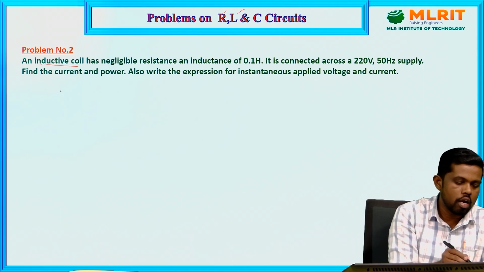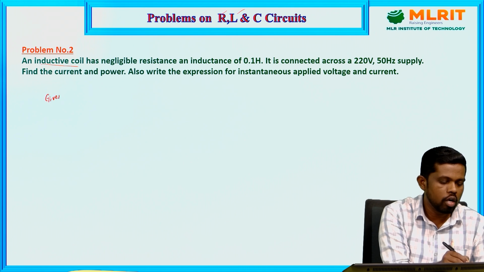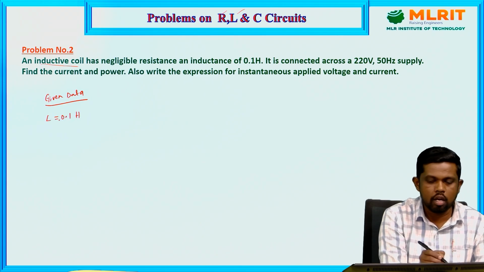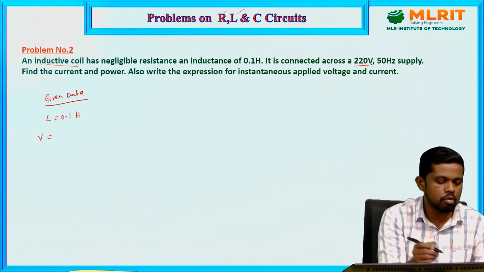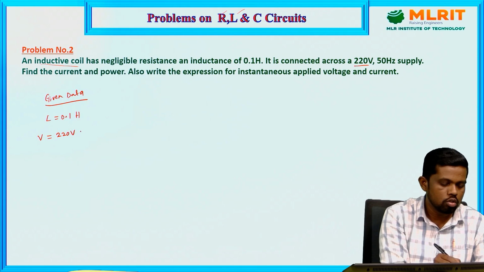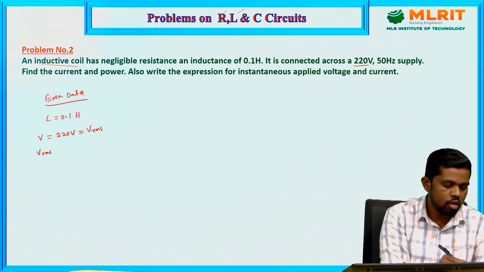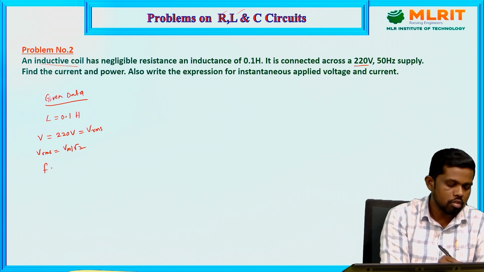So for every kind of theoretical or numerical problem, we need to go through the given data. For that, we need to write the given data first. The foremost thing mentioned is that the inductance of the coil is capital L equal to 0.1 Henry, and the applied voltage is always given as RMS. If it is mentioned like this, it means it is RMS voltage only. So 220 volts means VRMS. For the sinusoidal waveform, VRMS is Vm by root 2. Next, the frequency of the supply is given as 50 hertz.